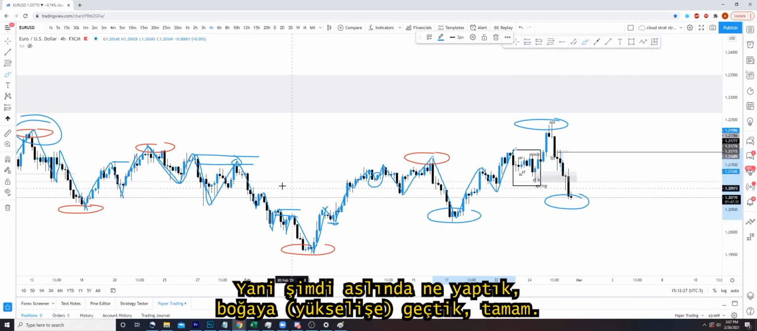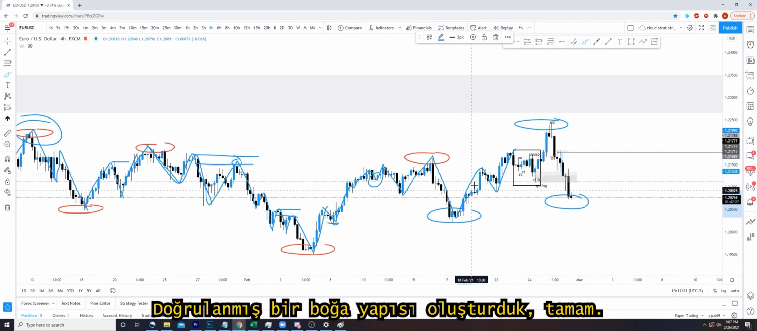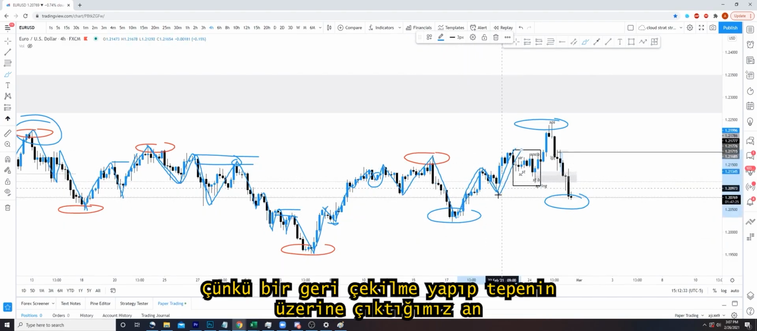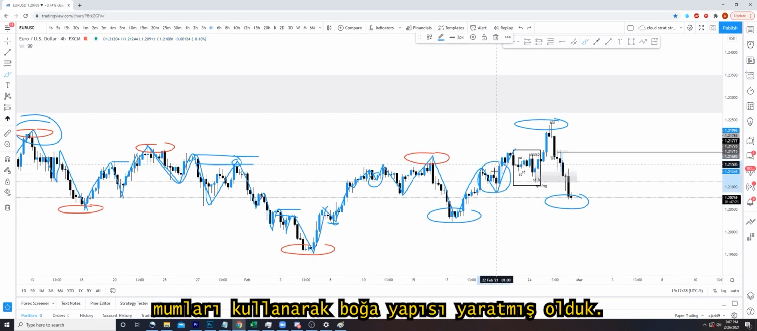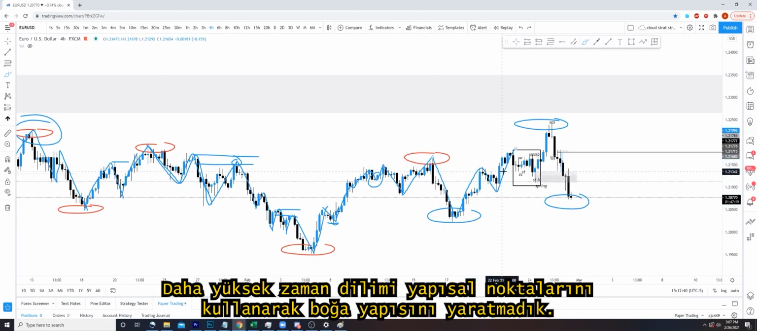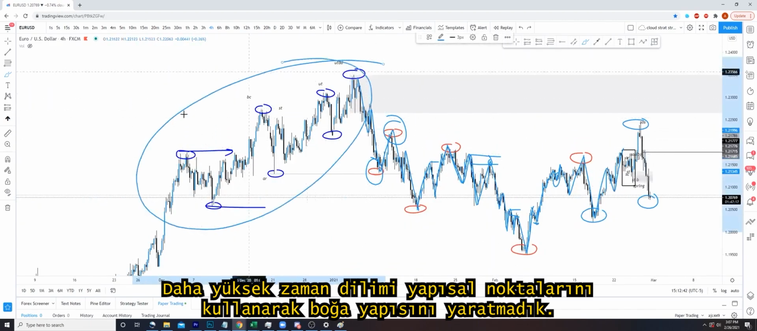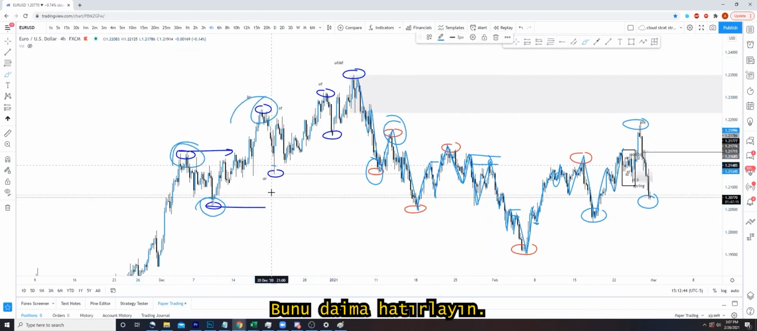So now we have actually done what? We've shifted bullish, right? We've made a validated bullish structure, right? Because the second we make a pullback and break above the high, we've created bullish structure using candlesticks. We haven't created the bullish structure using the higher time frame structural points.